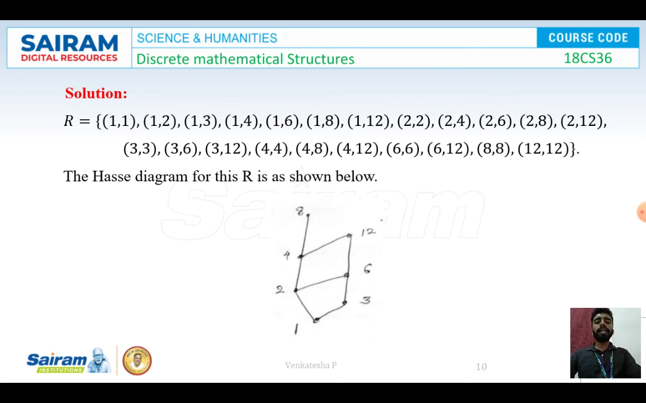So next is (4, 8), I can draw. I can draw (4, 12) also. Now I must draw (6, 12) also, by ignoring (8, 8) and (12, 12). So this is the Hasse diagram for the given relation R.